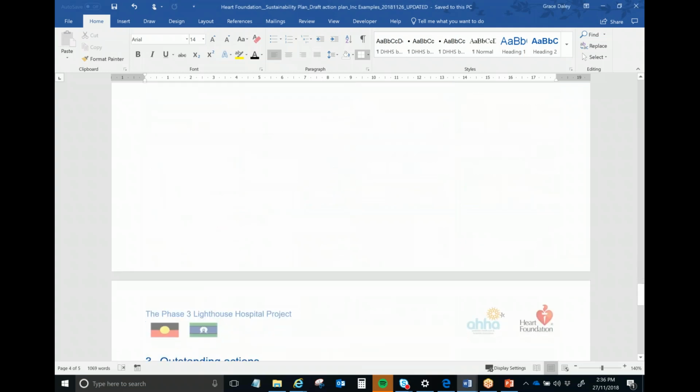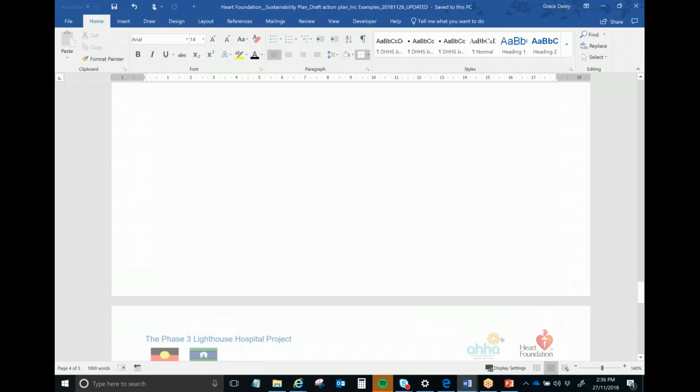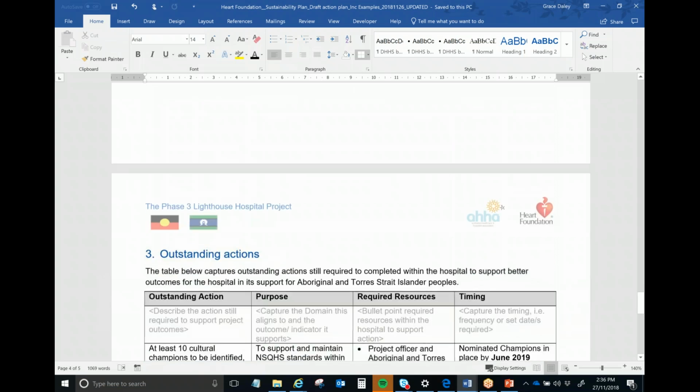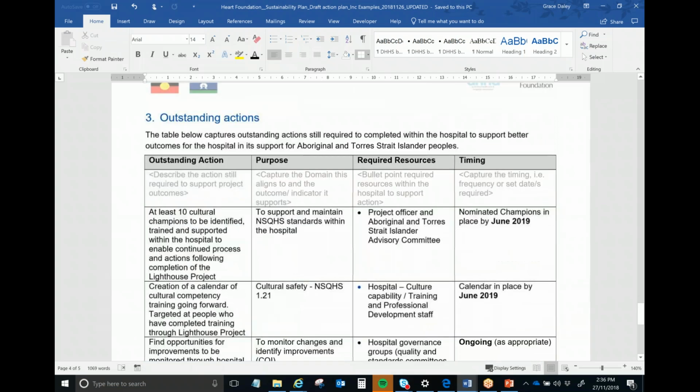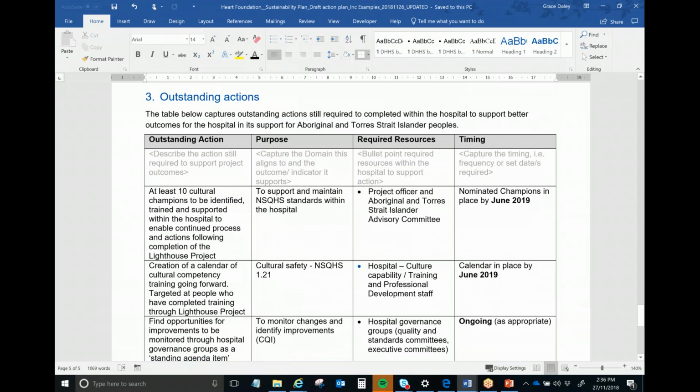Before I move on, are there any questions around the current actions and each of the columns that we've talked about that we haven't had already?